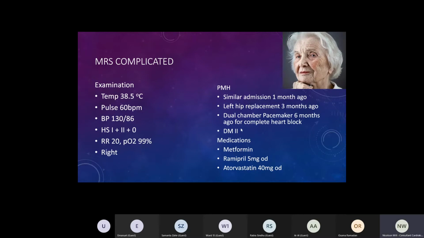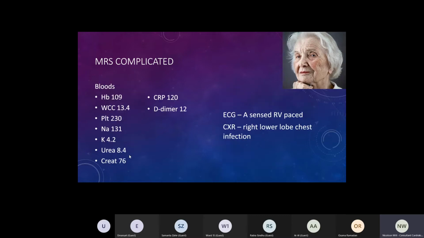So what are we thinking so far about this? My apologies, I need to correct this slide. It shouldn't show the past medical history and medications twice. But what are we thinking about this patient?